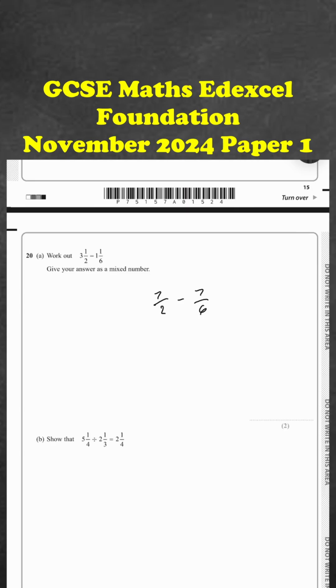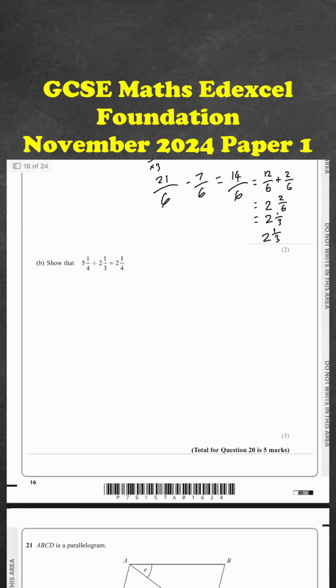Then what I'm going to do is times the top and the bottom of this left number by 3 so that we have a common denominator. So it's now 21 over 6, which is the same as 7 over 2, minus 7 over 6. Way easier to then work out that that's 14 over 6. But they want this as a mixed number. So 14 over 6 is the same as 12 over 6 plus 2 over 6, which is the same as 2 and 2 over 6, which is the same as 2 and a third.